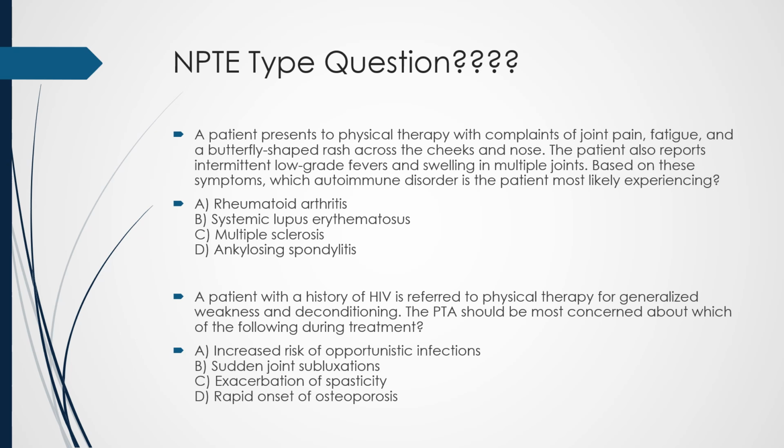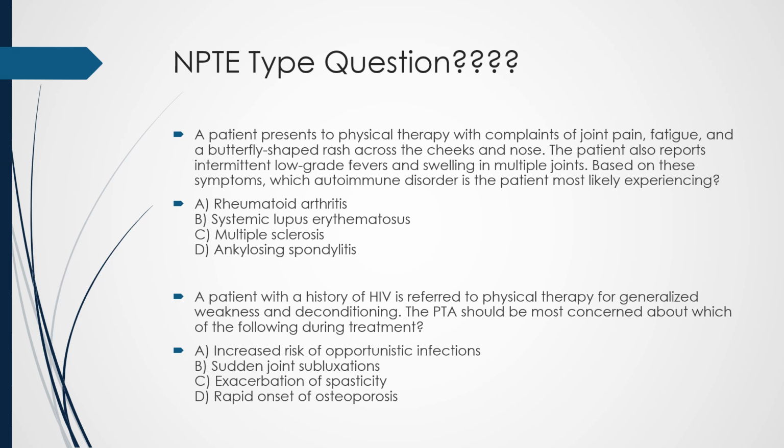Our questions for today are: a patient presents to physical therapy with complaints of joint pain, fatigue, and a butterfly-shaped rash across the cheeks and nose. The patient also reports intermittent low-grade fevers and swelling in multiple joints. Based on these symptoms, which autoimmune disorder is the patient most likely experiencing? A. Rheumatoid arthritis. B. Systemic lupus erythematosus. C. Multiple sclerosis. Or D.